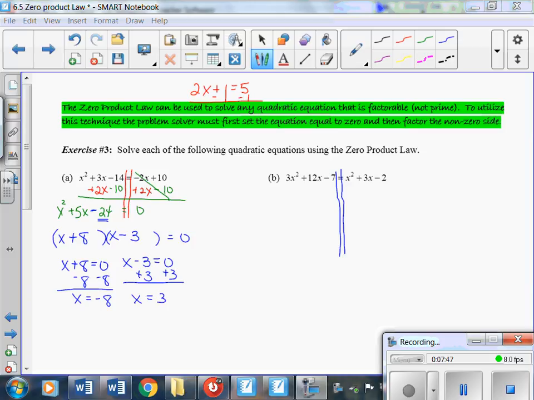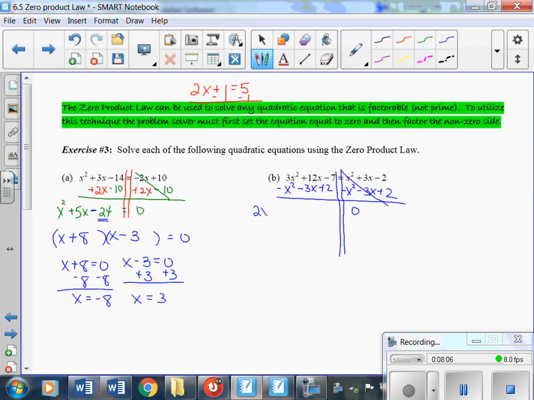All right, so again, you can do this in one step or you can do it in multiple steps. So minus x squared, minus 3x, and plus 2. So if I did it properly, this should all cancel out to 0. And this side will be 2x squared plus 9x minus 5 is equal to 0.